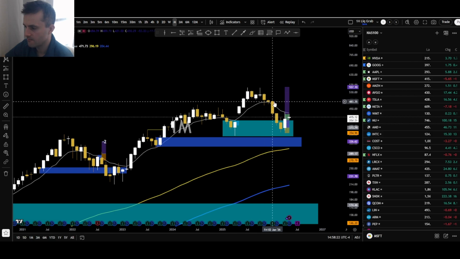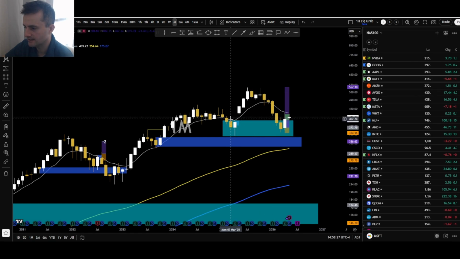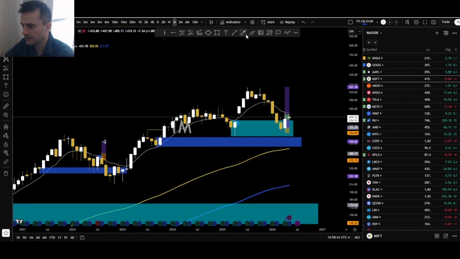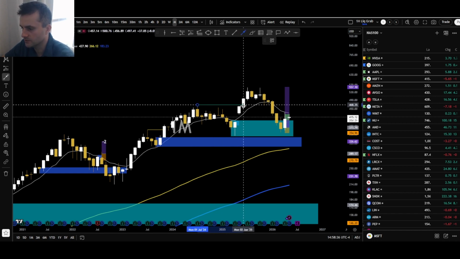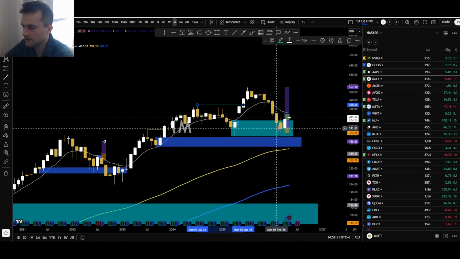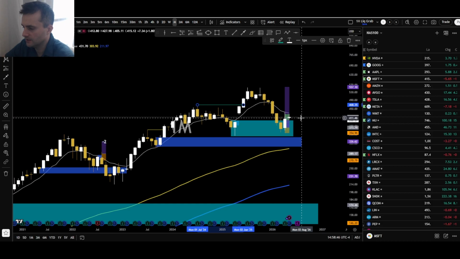Did the price come back to a discount level or a demand zone? Yes. This is the last bearish candle over here. There was a very strong explosive move that has taken a previous high, which was over here. So when the price reached this area, this was an opportunity for us to take a look at and wait for a confirmation.